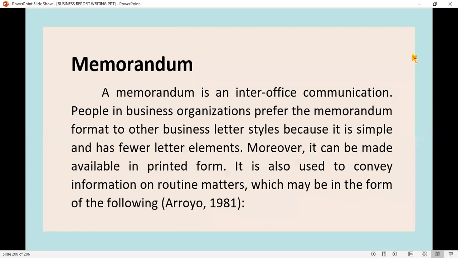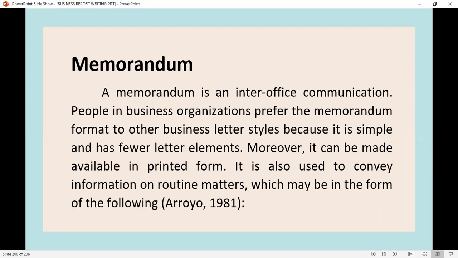Memorandum. A memorandum is an inter-office communication or memo. People in business organizations prefer the memorandum format to other business letter styles because it is simple and has fewer letter elements. Moreover, it can be made available in printed form. It is also used to convey information on routine matters, which may be in the form of the following.